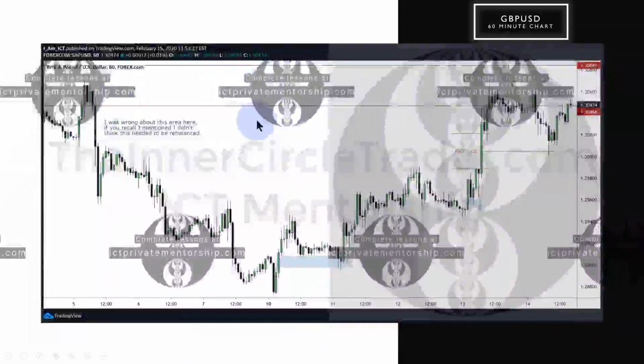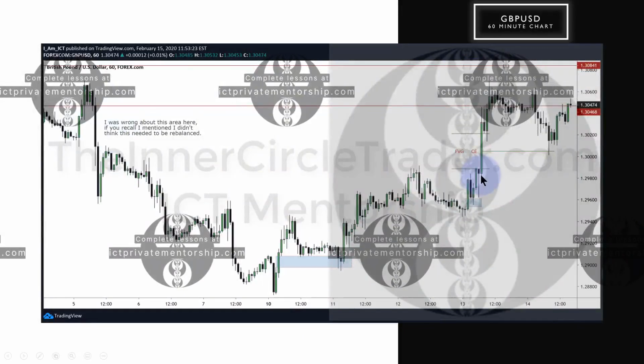If I didn't say it to you, I did say it to my son. Let's say it that way. I just remember talking about this area here. And if I didn't say it in the video, just know that I did say it to my son, that I didn't think this area was going to need to be rebalanced, and it just rammed right up into it. So whether I said it to you guys or to my son, I know I'm wrong there. So I'm not always right.